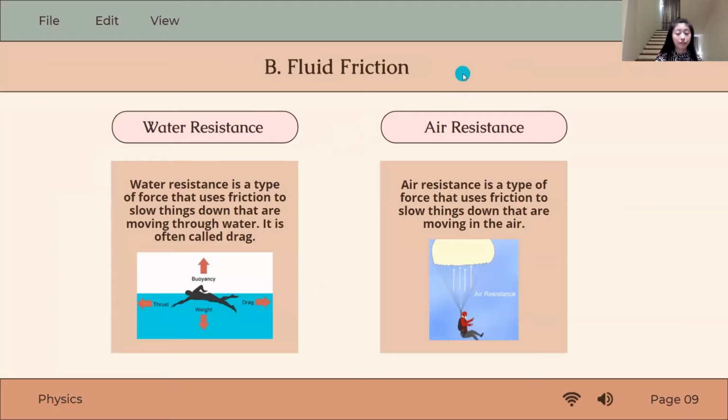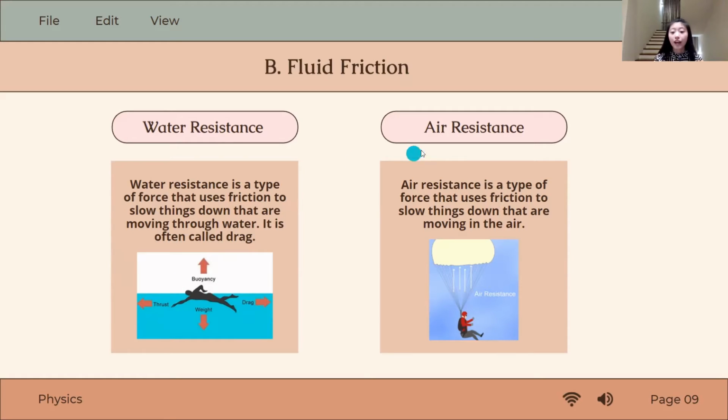Now, fluid friction. Fluid friction includes water resistance and air resistance. Water resistance is a type of force that uses friction to slow things down that are moving through water. It is often called drag. The most common example is when you are swimming in a swimming pool, or maybe when you are walking in the water. You always feel a drag that is dragging you to not moving faster, and that is the water resistance.